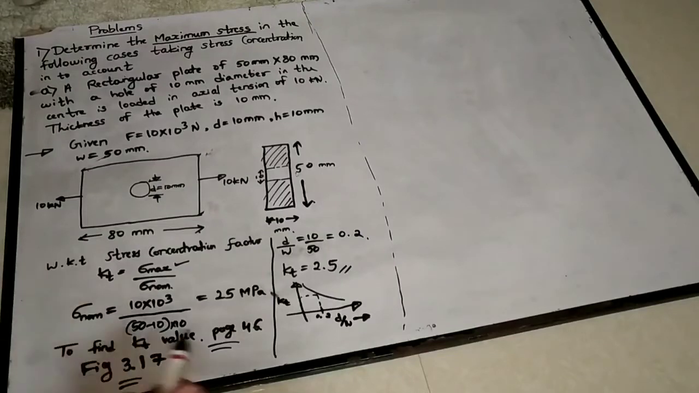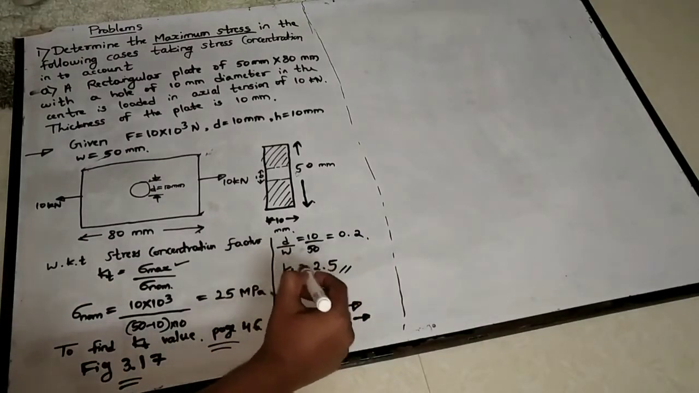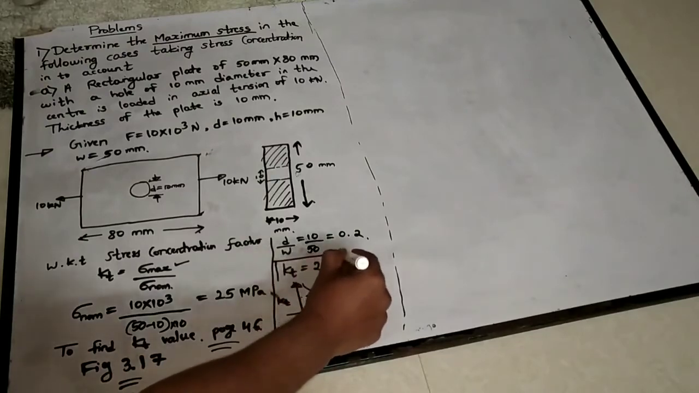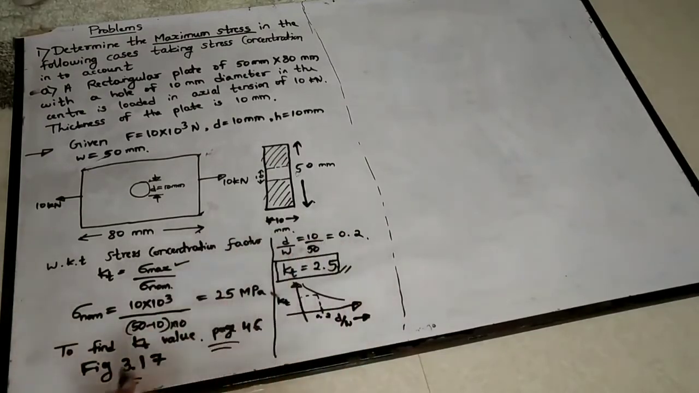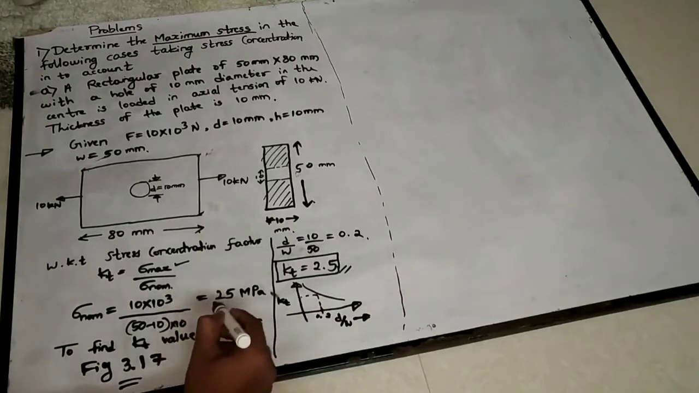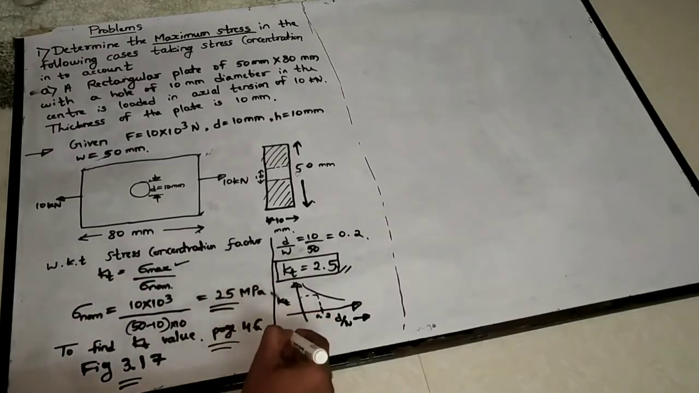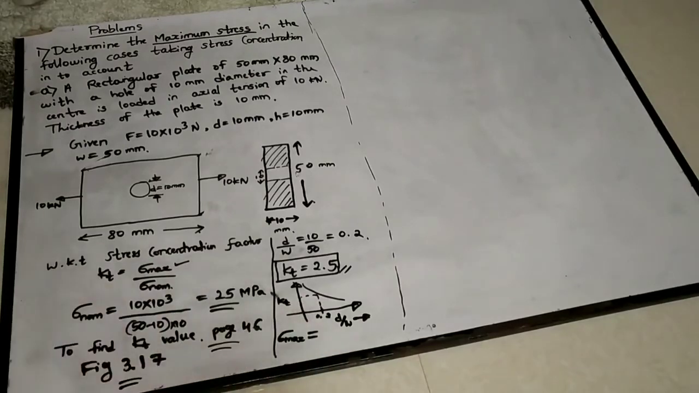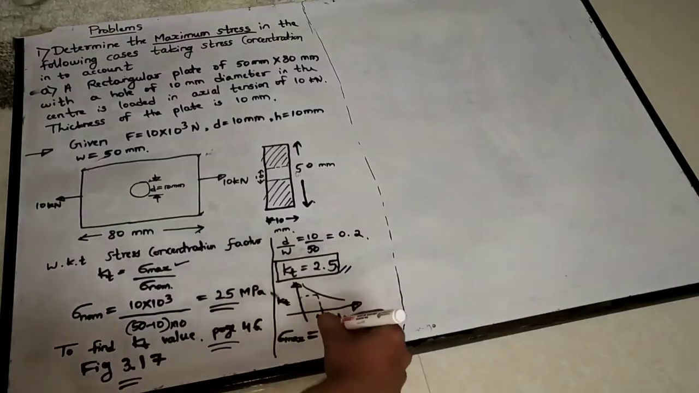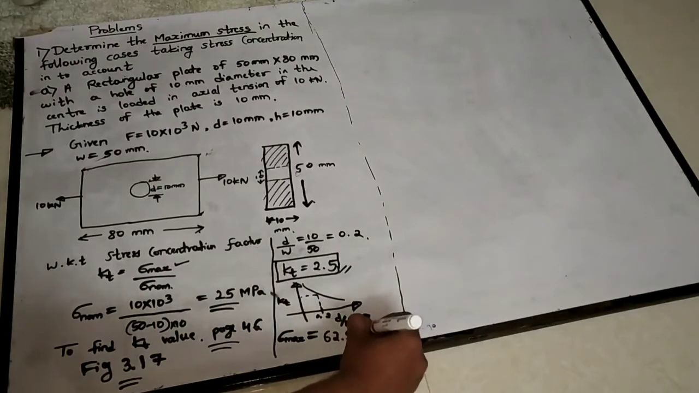Okay. Now you know KT value. This KT value you have got now, and you already know nominal stress. Simply multiply 25 into 2.5 by this relation. What is the maximum stress you will get? Calculate. So maximum stress I will get as 2.5 into 25, that is 62.5 MPa. So this is my answer.